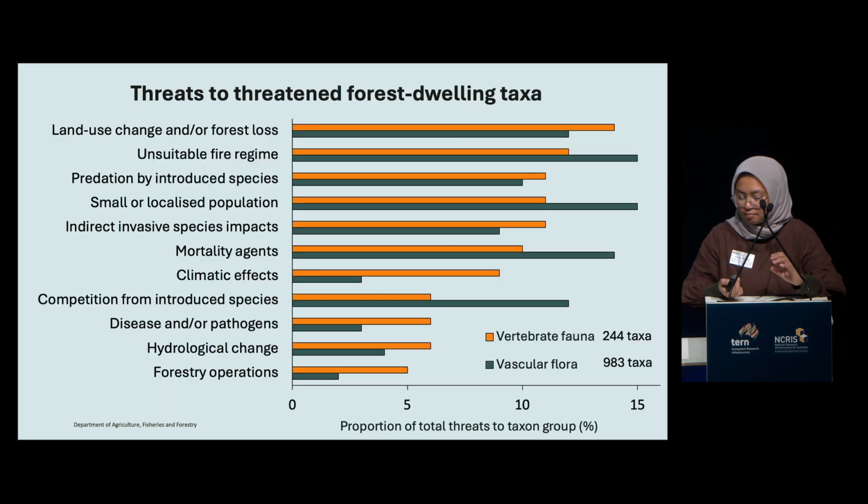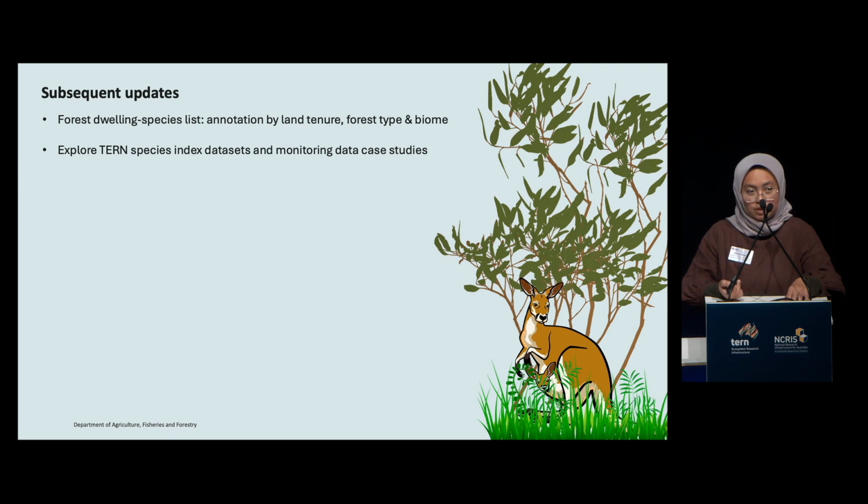And finally, we tallied the threats for these taxa, and we found that, in summary, the prevalent threats for these threatened forest dwelling taxa are land use change and forest loss, unsuitable fire regime, and impacts from invasive introduced species, which are also the case for broader threatened species for Australia. And forestry operations is the least prevalent threat for these taxa. So what's next? So we know how many species are there, and this is important because this will be the baseline that informs forest management and conservation measures.